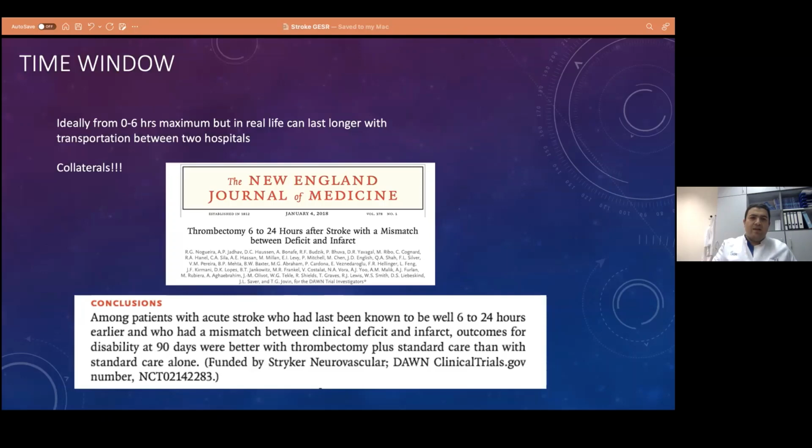And then speaking about the time window, as I said, it's ideally 0 to 6 hours, but in real life, it can really get longer. And as I said, collaterals can get you extra time. If you have a discrepancy between the clinical picture you have, the NIH score you have, and the infarct you see, and you still have a thrombosed vessel, these patients really benefit from an intracranial thrombectomy, and this was shown by the DAWN trial in the New England Journal.